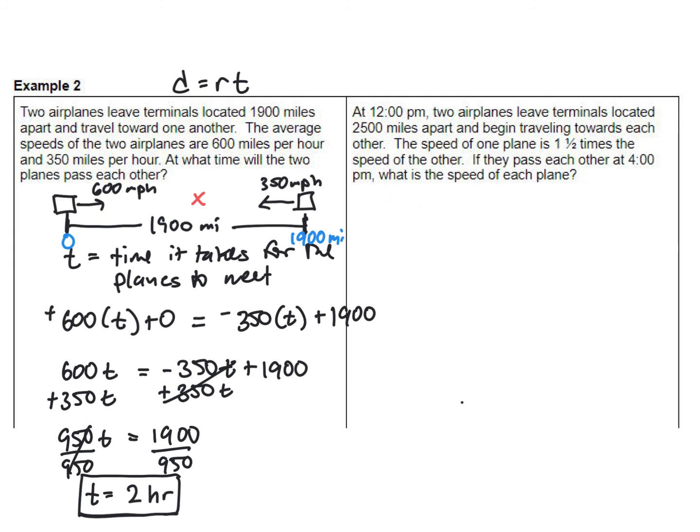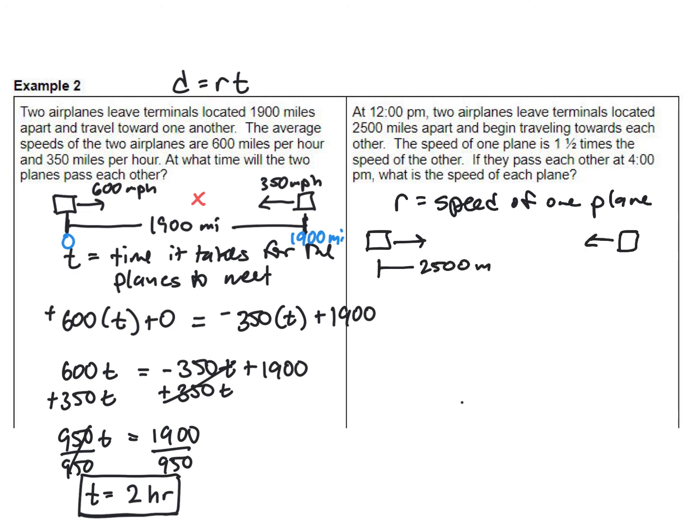Okay, so instead of finding t, so in this case I use t, I'm going to say r. I'll say r is going to represent the speed of one plane. And if I know the speed of one plane, I can find the speed of the other. It's kind of a similar diagram again. I have two planes traveling towards each other with an unknown speed this time. Okay, they are separated by a distance of 2,500 miles.